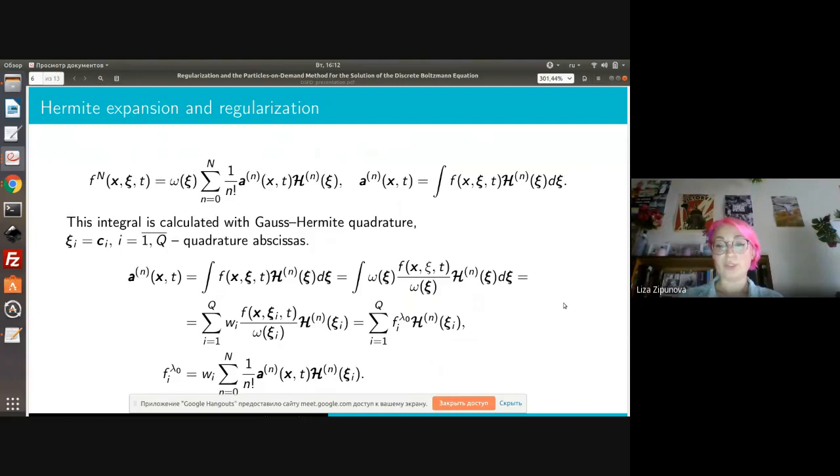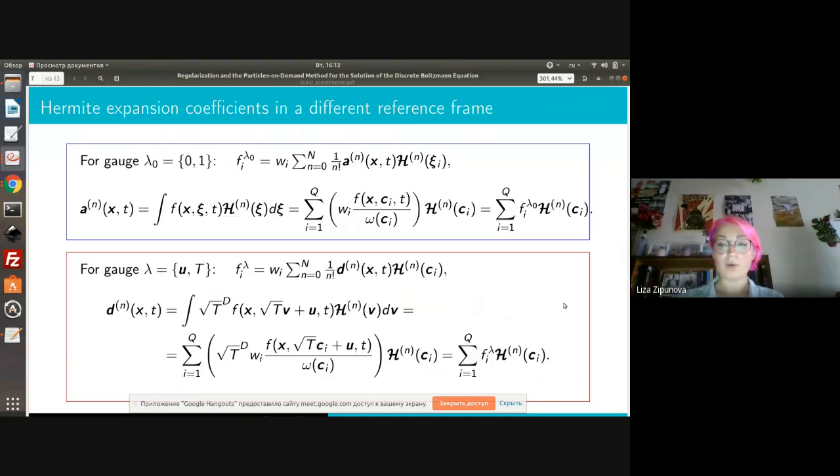The same process can be made for a moving reference frame lambda. Hermite moments in the standard gauge will be called A, and in the moving gauge lambda will be called d. If we know values d, then we can calculate discrete distribution functions in the lambda gauge. And if we know how to express moments d from moments A, then we can convert discrete distribution functions from one gauge to another using Hermite expansion.